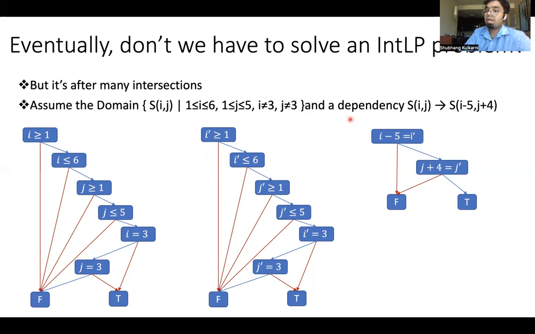Suppose to this program, we added a dependency to perform a program transform. We added dependency S(i,j) is dependent on S(i-5, j+4). Okay, so how do we do this? We essentially were intersecting the polyhedral representation with this dependency. To do this, we had our PBDD from before.